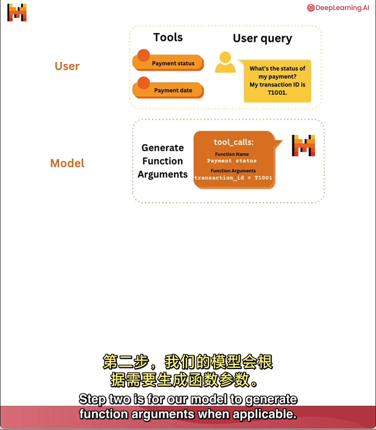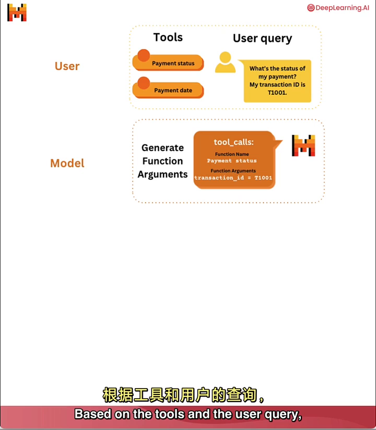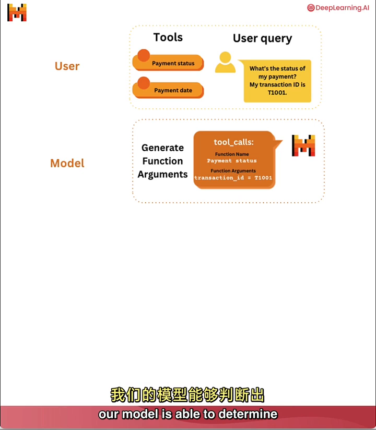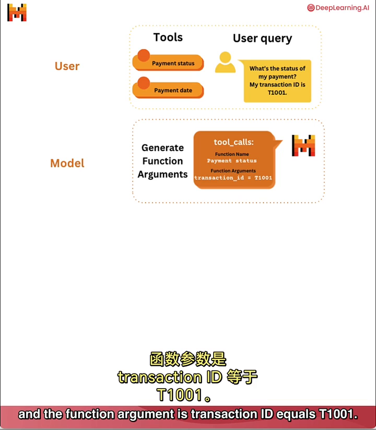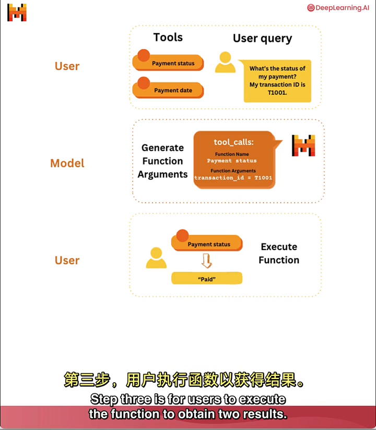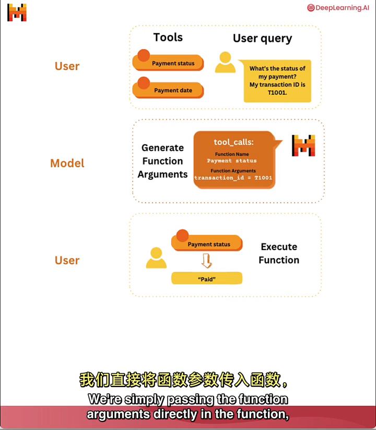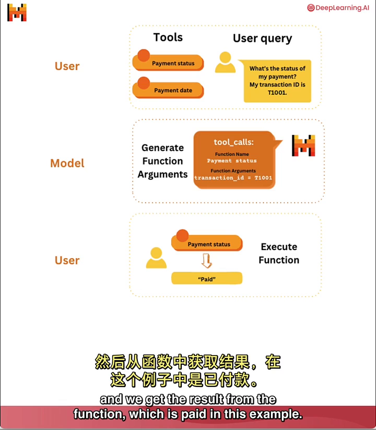Step 2 is for our model to generate function arguments when applicable. Based on the tools and the user query, our model is able to determine that the function we should use is payment status, and the function argument is transaction ID equals T1001. Step 3 is for users to execute the function to obtain 2 results. We simply pass in the function arguments directly in the function, and we get the result from the function, which is paid in this example.